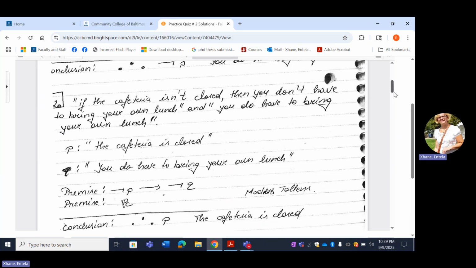So if we say, if the cafeteria isn't closed, then prior to the negation of the original statement, which we call the proposition P, the cafeteria is closed. Then you do not have to bring your own lunch, which means Q should be you do have to bring your own lunch. So the first premise is going to be not P implies not Q. The second premise is you do have to bring your own lunch, which is Q.